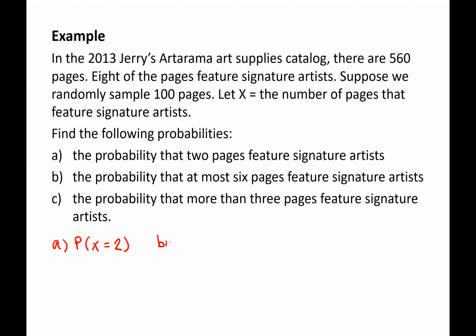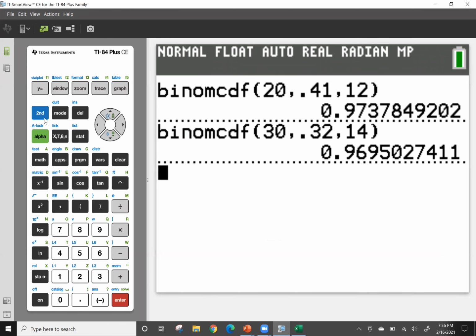So we would go to binom PDF. The number of trials is 100, and the probability of a success is 8 over 560. And we're interested in exactly 2 of these pages of the 100 that we sample containing a featured signature artist. So let's run over to our calculator real quick and do this. The other 2, I'm just going to write the instructions down and I'll let you do those on your calculator later.